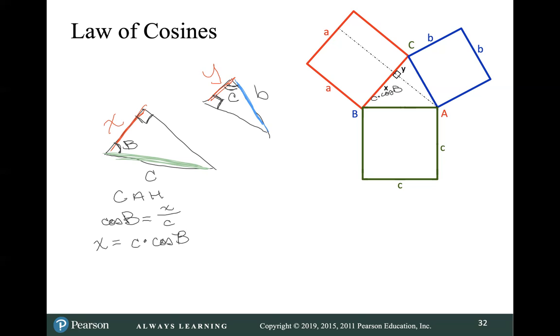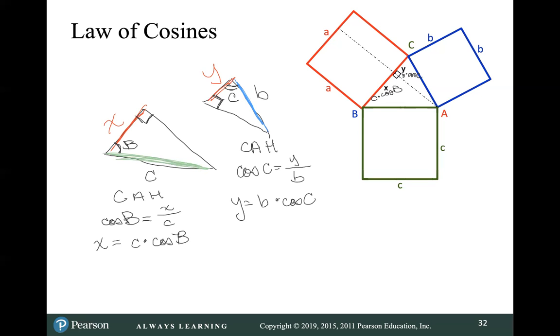We'll do the same thing for y. We have angle C, we have the hypotenuse, which is b, and we have the adjacent side. So again, we're going to use cosine. Cosine of C equals adjacent, that's y, over the hypotenuse, which is b. Then y equals b times cosine of C.